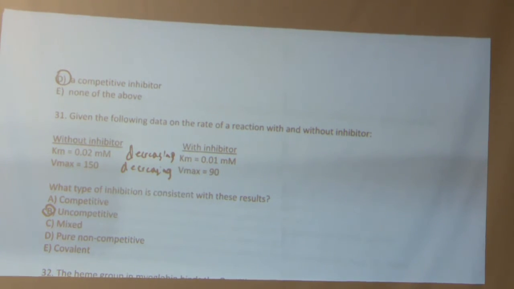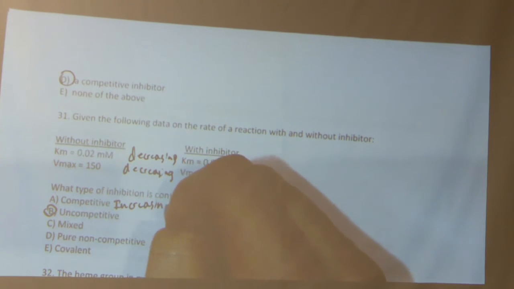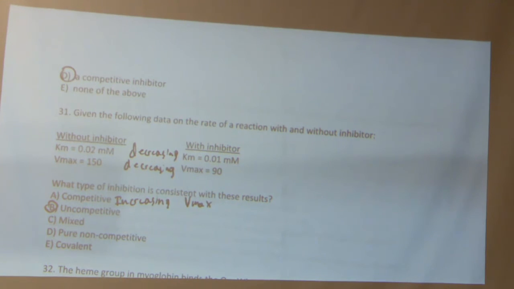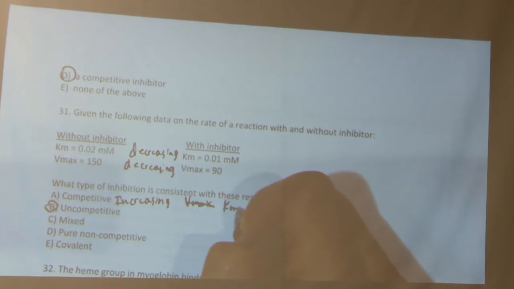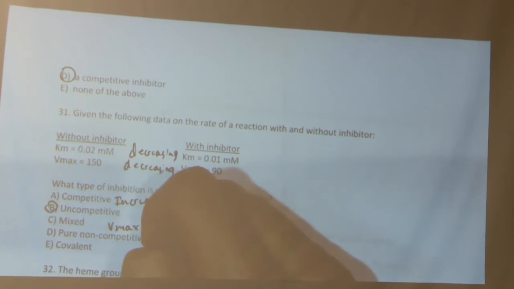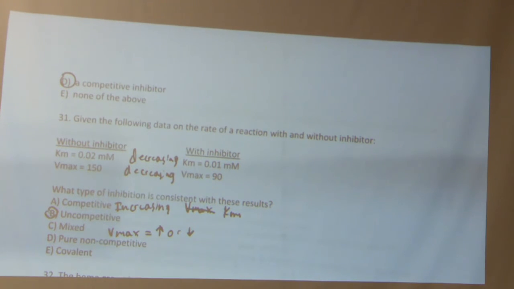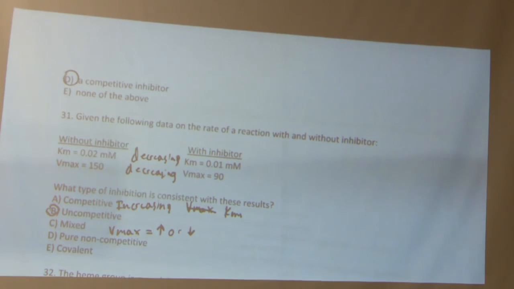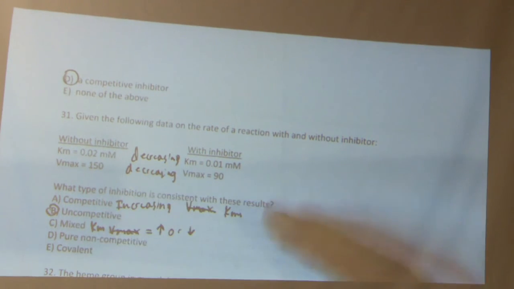So if you have increasing Km, what is that? Competitive? So competitive, increasing Km, decreasing Vmax. Oh, it's Km, sorry. What about mixed? Awesome. Vmax can increase or decrease. What about Km? Decrease? Do we all agree? So Vmax can only decrease in mixed? Do we all agree? So Km can increase or decrease, and Vmax can only decrease. Awesome.